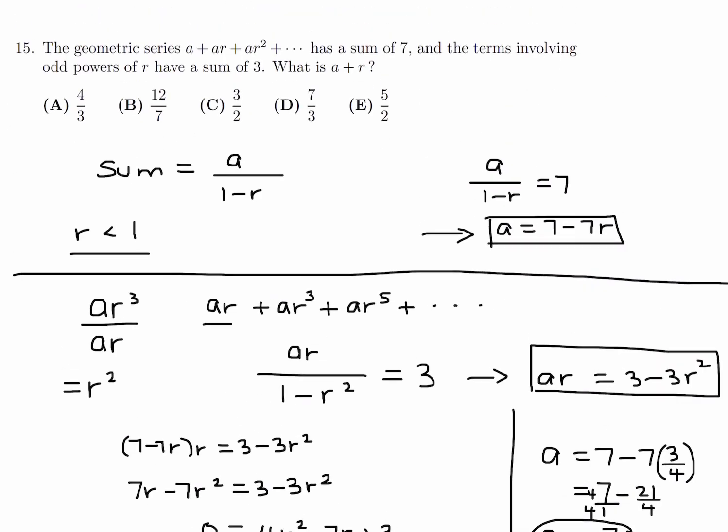So they want us to find a plus r. So a plus r is 7 over 4 plus 3 over 4, which is 10 over 4. And in lowest terms, that's 5 over 2. So the answer to number 15 is E.